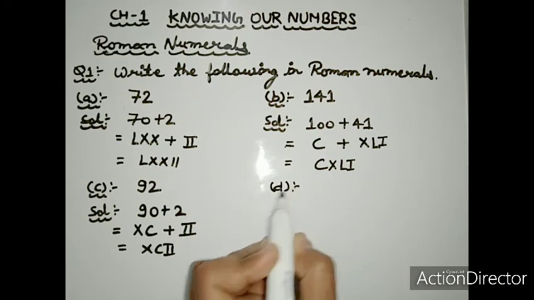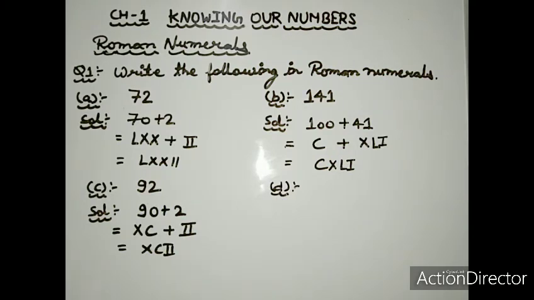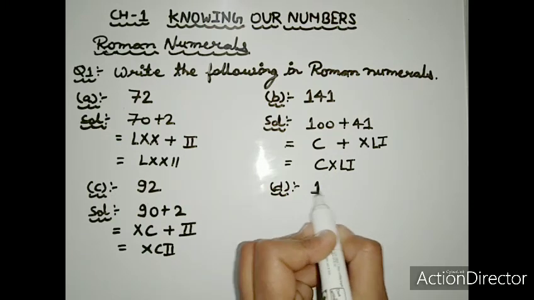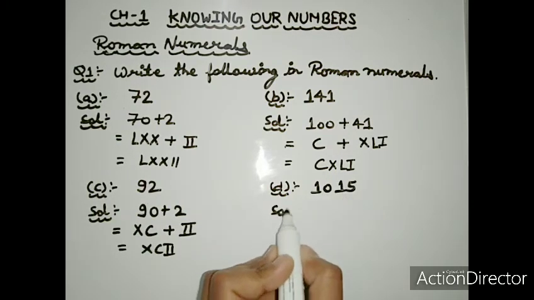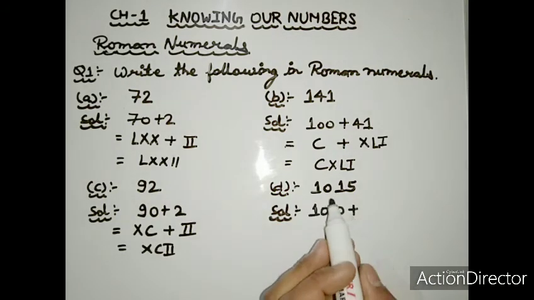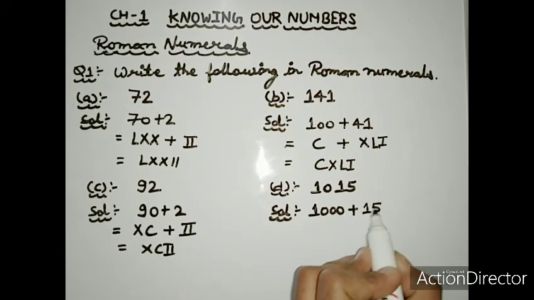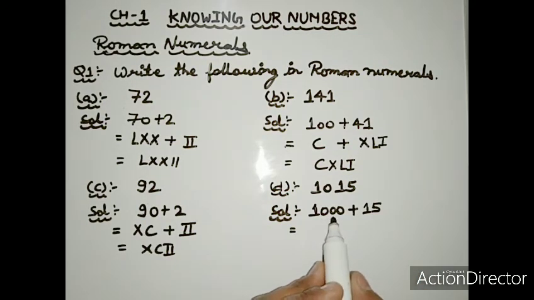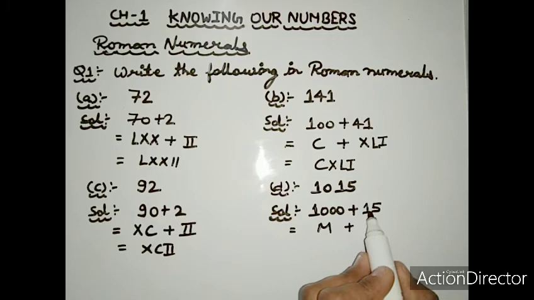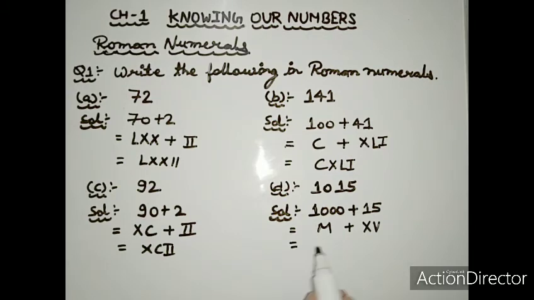Now the D part of this question. So here we write 1015. So how do we write 1015? Make two parts of this number, 1000 plus 15. So how do we represent 1000? By using the symbol M, and plus 15 means here we write XV. 10 plus 5, 15. Now we write MXV.